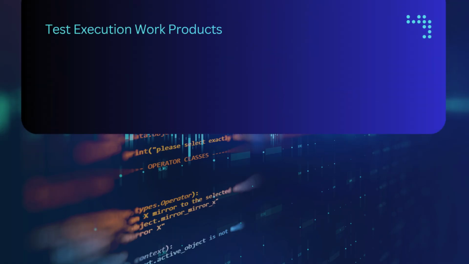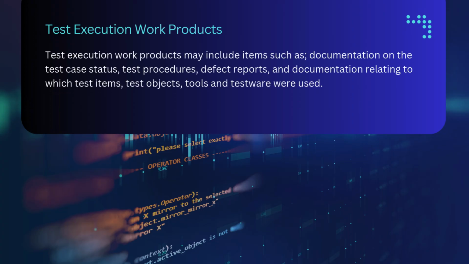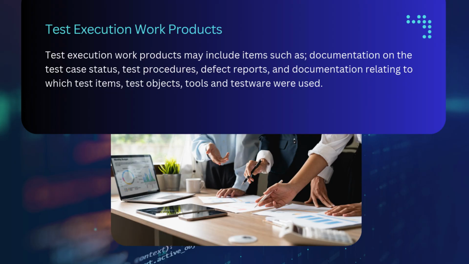Test execution work products. Test execution work products may include items such as documentation on the test case status, test procedures, defect reports, and documentation relating to which test items, test objects, tools, and testware were used.